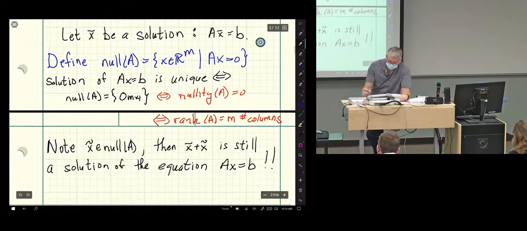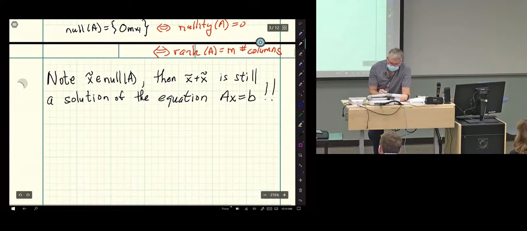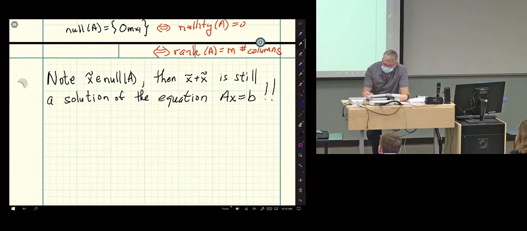I don't care. We look at all of the solutions that get mapped into 0, and the only way we get a non-trivial solution is if the columns of A are linearly dependent. So if the columns of A are linearly dependent, we get a non-trivial null space. So if we have x tilde in the null space, meaning the columns of A are not linearly independent, x tilde is not 0, I claim that's still a solution.